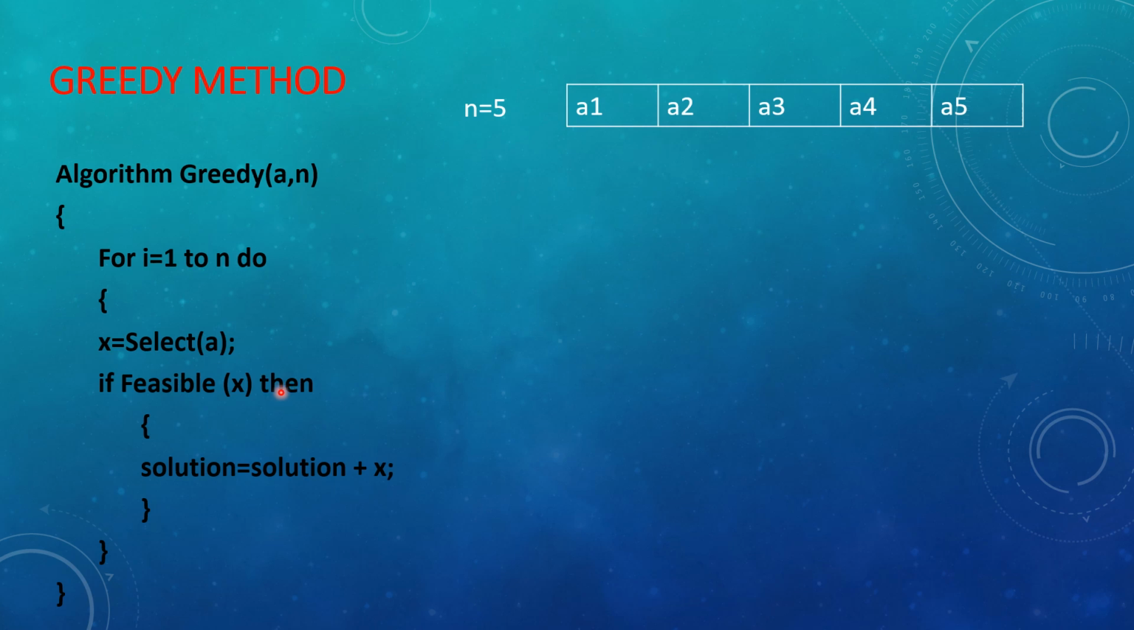If a problem is given and having an input of size n, it is having some data, some input values, okay. It will go through all those input values from 1 to n, and each time it will select something from a and call it x. उसको हम x कॉल करेंगे. If that x is feasible, then it will pick up the input and include it into the feasible solution.